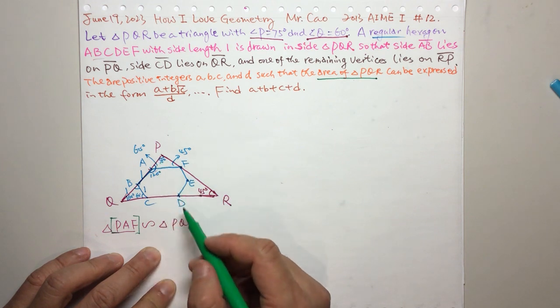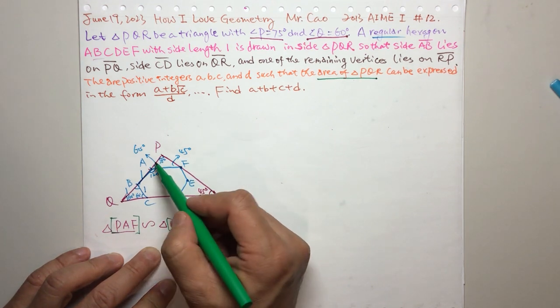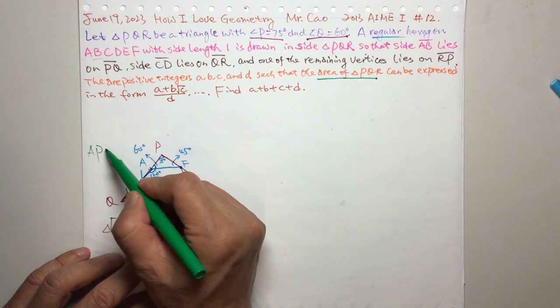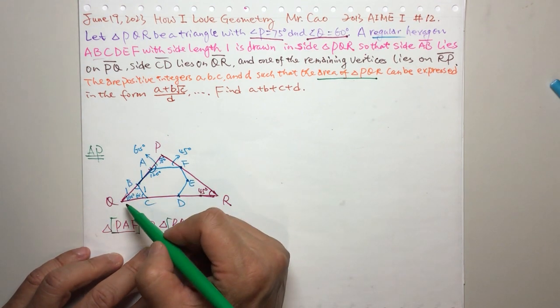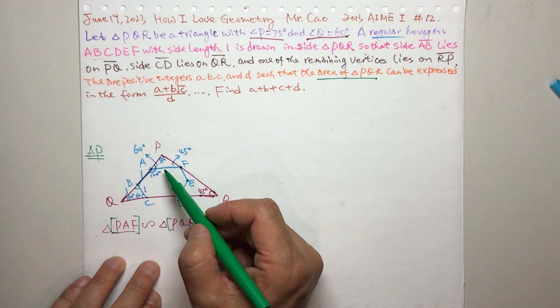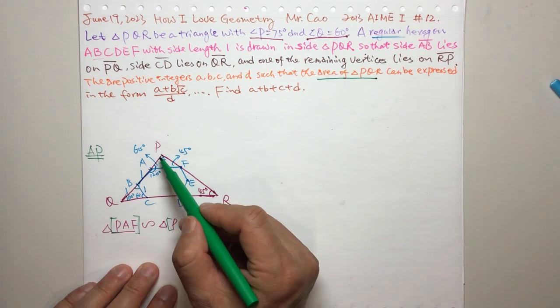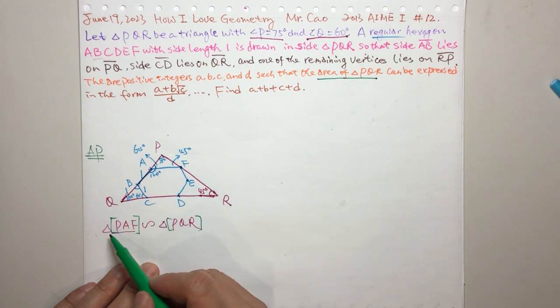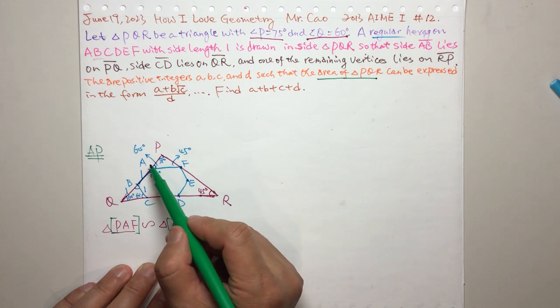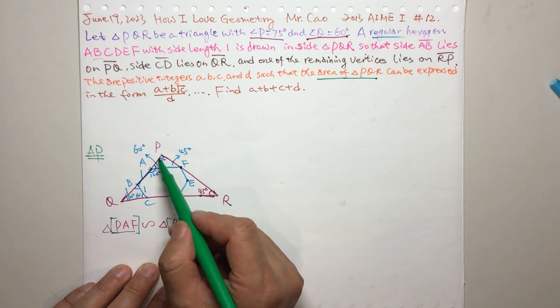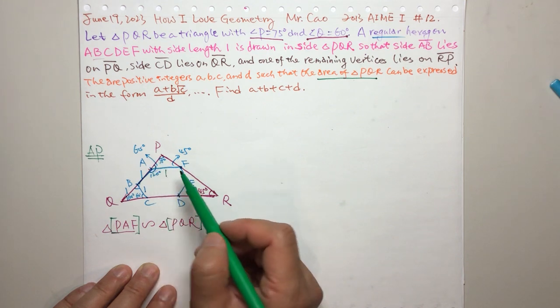So the whole problem now converts to how to find AP, right? If we find the length of AP, then we will get PQ. We will find the side ratio, and if we get the side ratio, then we can calculate the area ratio. If we know AP, we can easily find the small triangle PAF's area. It's 1/2 times AP times AF, AF is 1, times sine 60 degrees.